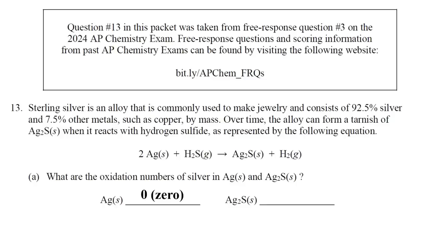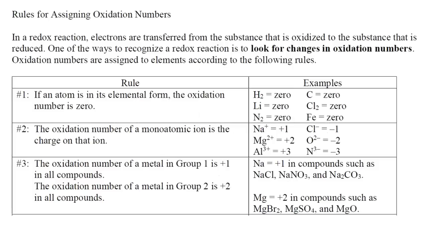Now, for Ag2S, that is an ionic compound involving silver ions and sulfur ions. So another rule that I taught you is that the oxidation number of a monoatomic ion is the charge on that ion. So in the examples, if we have sodium chloride, then sodium is +1 and chloride is -1. Or, for example, if we have magnesium oxide, magnesium is +2 and oxygen is -2.